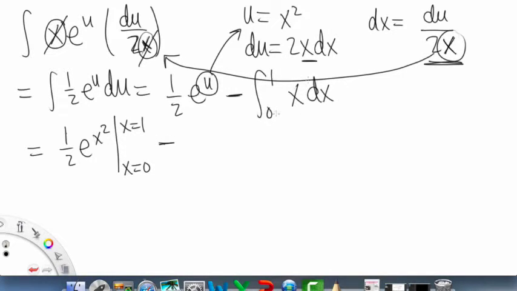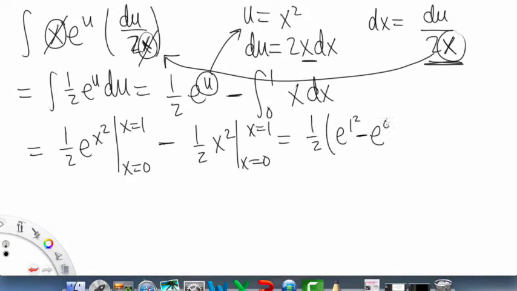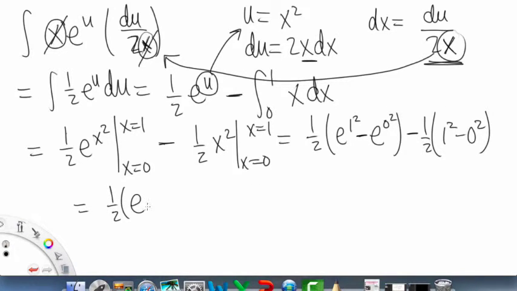And then here, let's work on the second part too. We have 1/2 x squared as x goes from 0 to 1 as well. Okay? So at this point, we're just going to plug things in and solve for the rest. So we'll get 1/2 times e to the 1 squared minus e to the 0 squared. And then minus 1/2 times 1 squared minus 0 squared. And this is 1/2 times e minus, and this turns into 1. Okay, so e minus 1.